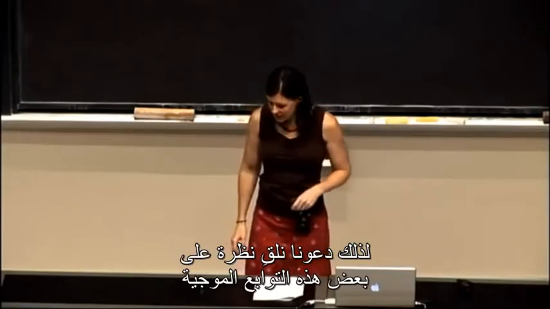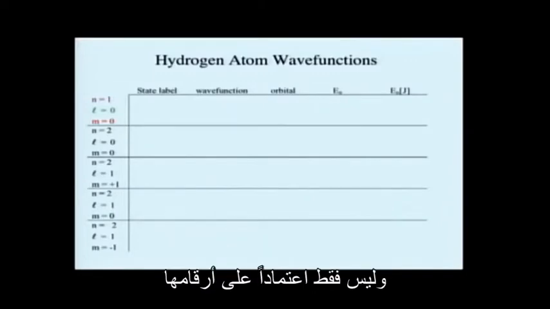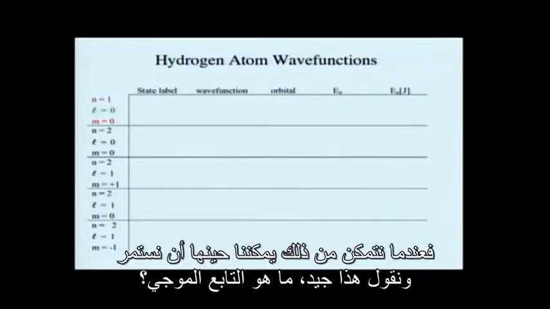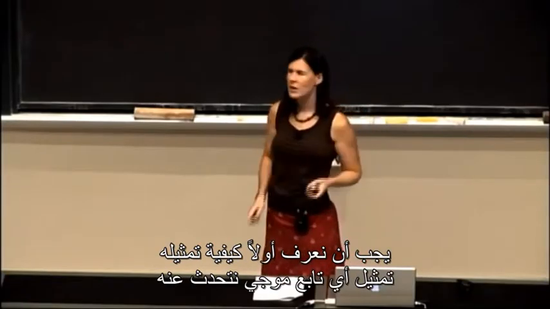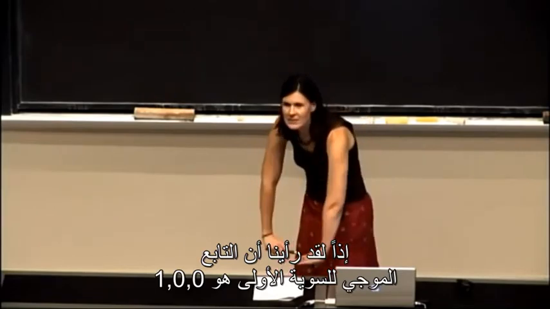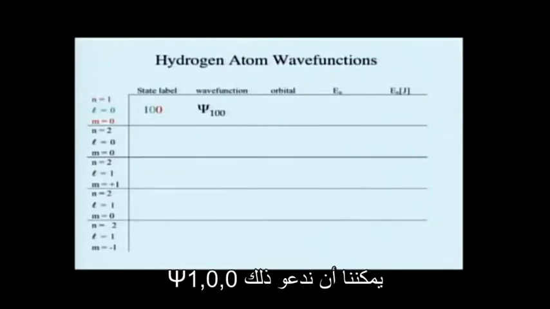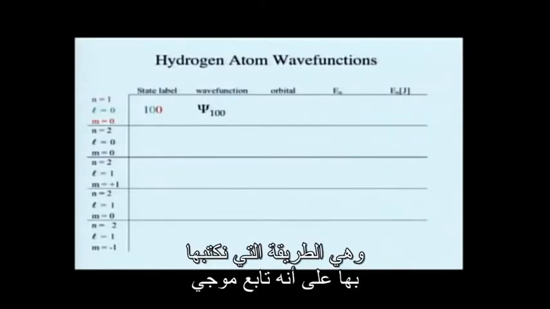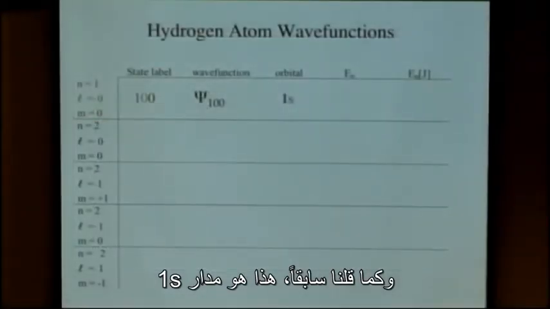All right, so let's look at some of these wave functions and make sure that we know how to name all of them in terms of orbitals and not just in terms of their numbers. Once we can do that, we can go on and say, okay, what actually is a wave function? But first, we need to know how to describe which ones we're talking about. So we saw that our lowest, our ground state wave function is 1, 0, 0. We can call that psi 1, 0, 0 is how we write it as a wave function. We said that's the 1s orbital.